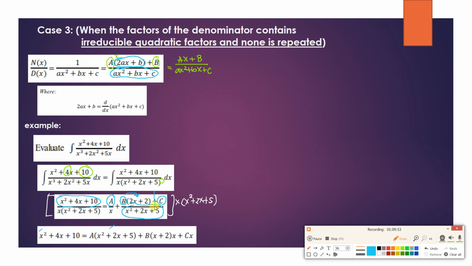Yung B and C yan, pwede na natin pag-isa-isahin. So, yung B na may 2x plus 2, sorry, 2x plus 2. Kulang tayo ha. Lagyan ko lang ng 2 to. Ayan, 2x plus 2. Meron akong denominator na x squared plus 2x plus 5. So, cancel to. May matitira pang x sa labas. Kaya x. Tapos yung kay C, walang kasama si C. Pero meron ng x squared plus 2x plus 5. Cancel na. May x na lang siyang matitira. Okay? Nasusundan? Kaya yun yung magiging equation. Tandaan mo ito yung isa, 2x plus 2, kasi ang derivative ni x squared plus 2x ay 2x plus 2.